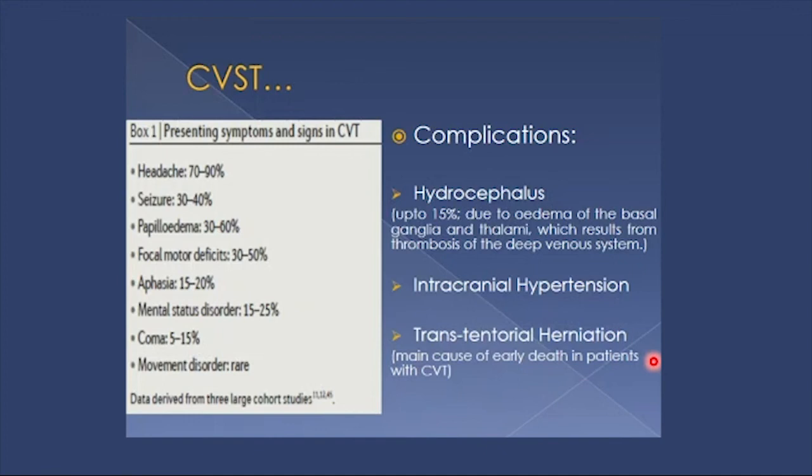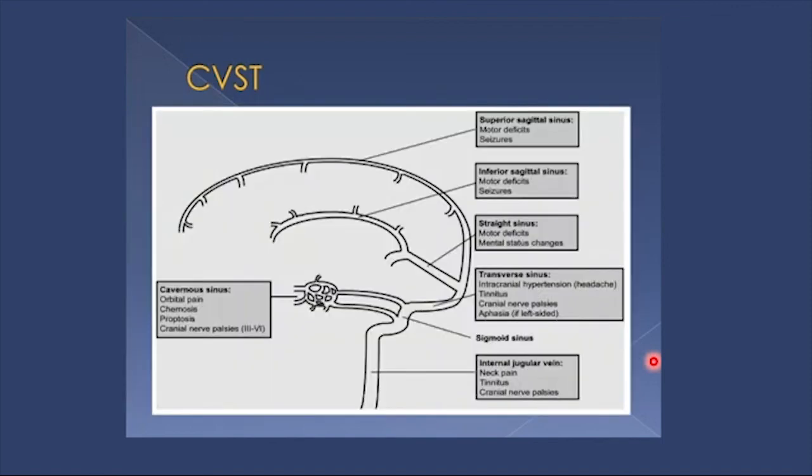The presenting symptoms, commonest is headache, followed by papilledema and seizures, symptoms and signs. Then there are others as listed there. And the complications, the three commonest mentioned are hydrocephalus, which occurs in up to 15%, and then intracranial hypertension and transtentorial herniation, which is the main early cause of death in those with CVT.